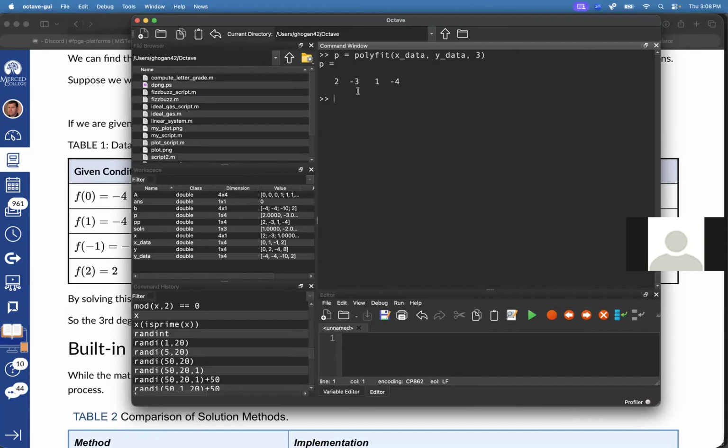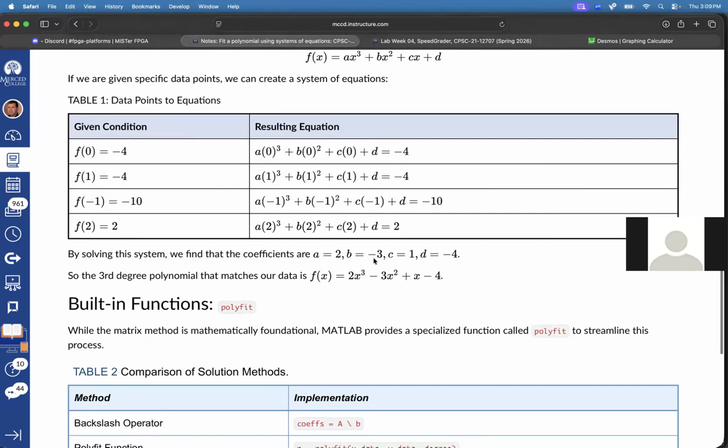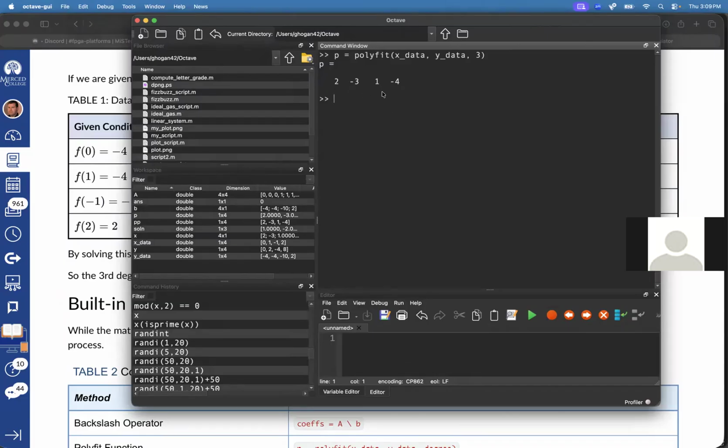And so if I type a 3, I get 2, -3, 1, -4. Exactly the same thing that I had here. Remember, did this involve just typing in the X values, typing in the Y values, and then running polyfit? And so that saved us from having to manually write out the system of equations.